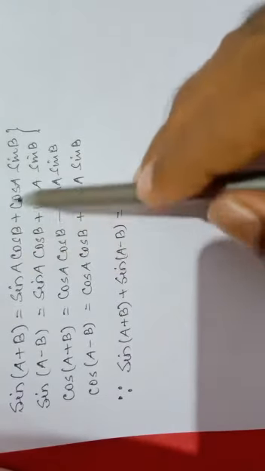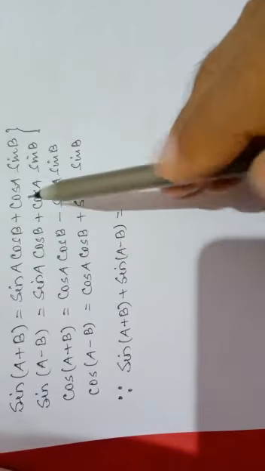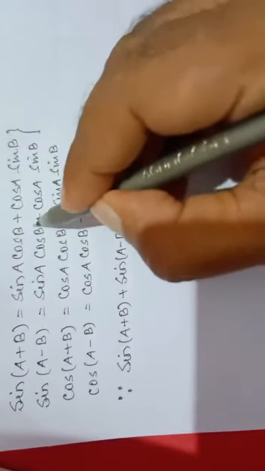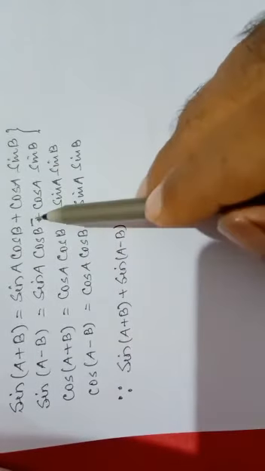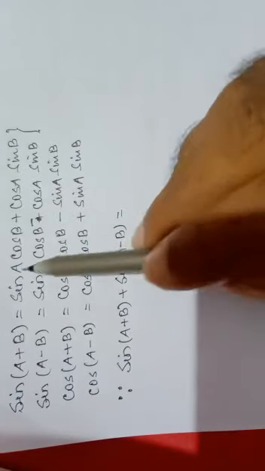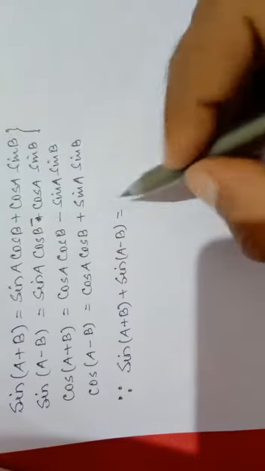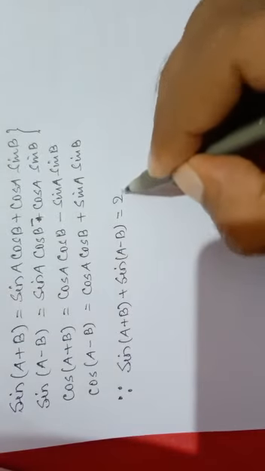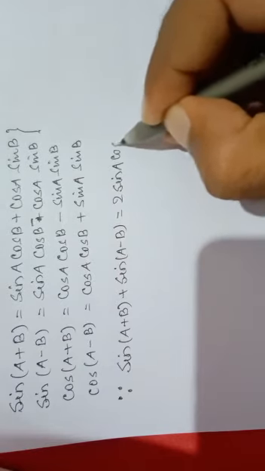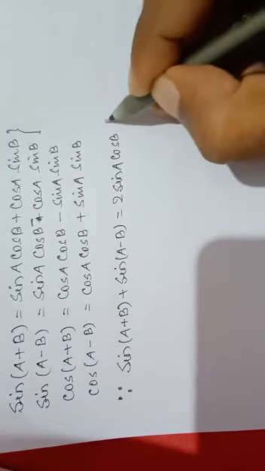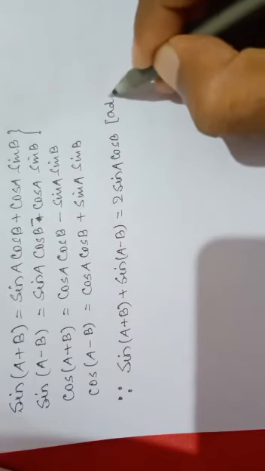On the right side, one term should be cancelled: cos A into sin B minus cos A into sin B cancels, and these two terms should be added. So we write it as 2 sin A cos B. This formula is obtained after adding.